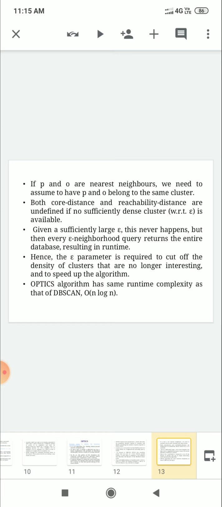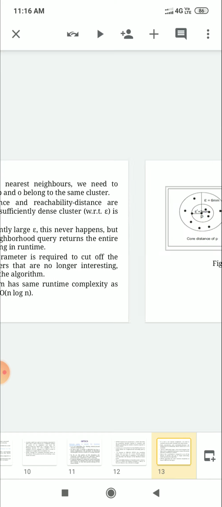Given a sufficiently large epsilon, this never happens, but then every epsilon neighborhood query returns the entire database, resulting in quadratic runtime. Hence, the epsilon parameter is required to cut off the density of clusters that are no longer interesting and to speed up the algorithm. The OPTICS algorithm has the same runtime complexity as that of DBSCAN, that is O(n log n).